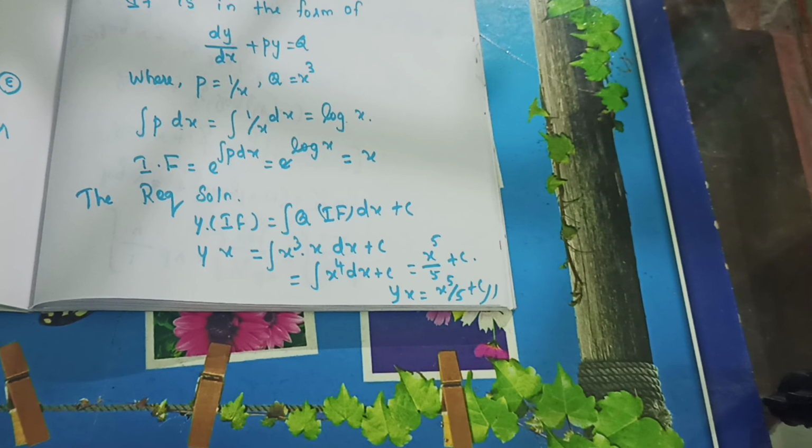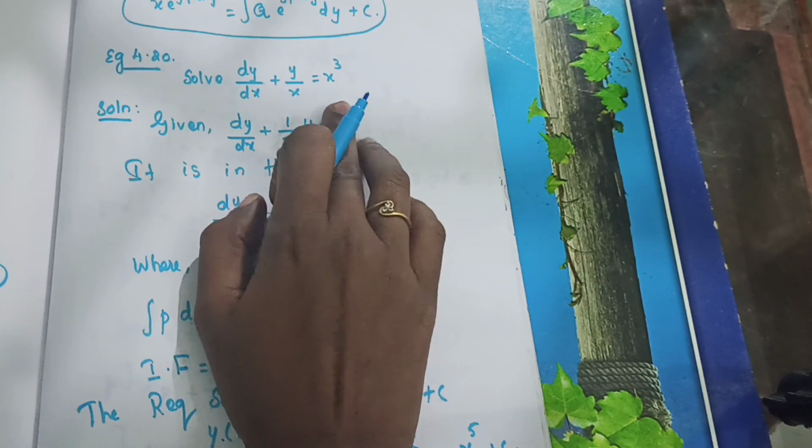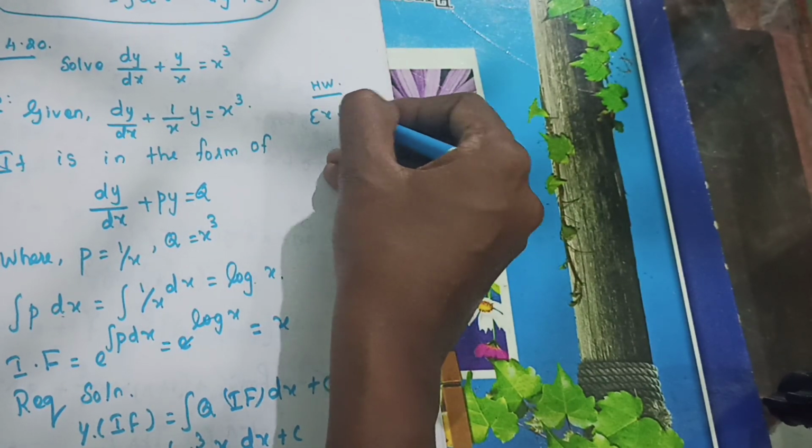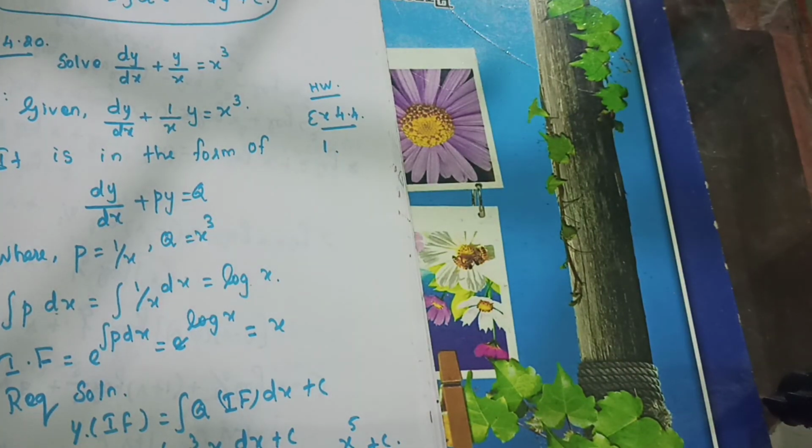I think I can give one homework for you today for practice. Then it will be very easy for you. Take down the first problem we can try: exercise 4.4, first problem, that is dy by dx minus y by x equals x. Here in our example it was plus y by x equals x cube; in that problem it is minus y by x. So your homework is exercise 4.4, problem number 1. The easiest question, just try it and do it.